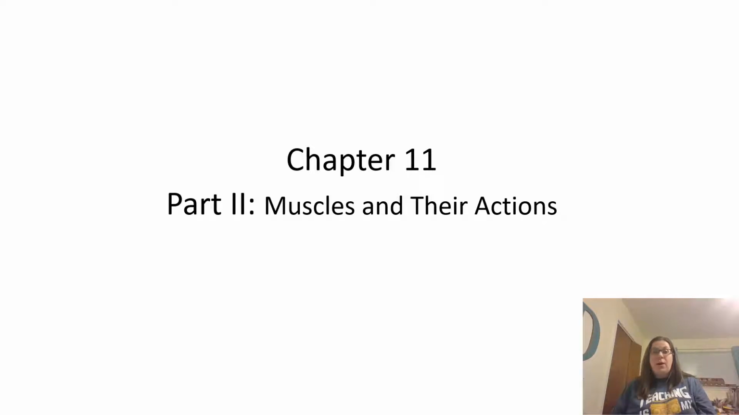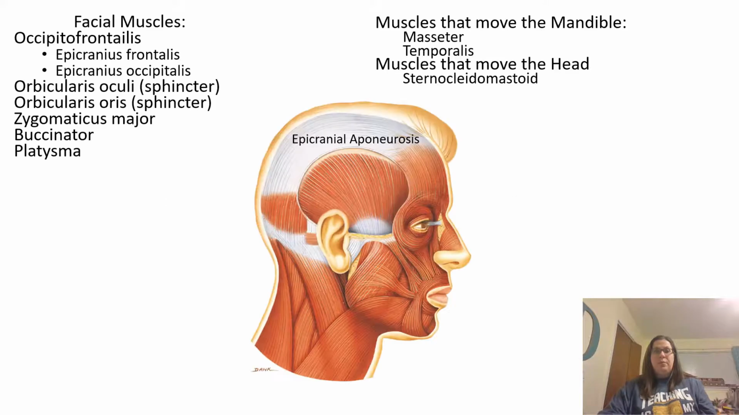Right, so now let's look at part 2 of chapter 11, where we're going to look at muscles and their actions. So guys, when we're looking here at the facial muscles, we have a number of different muscles. We have the occipitofrontalis. This is going to contain the epicranius frontalis and the epicranius occipitalis.